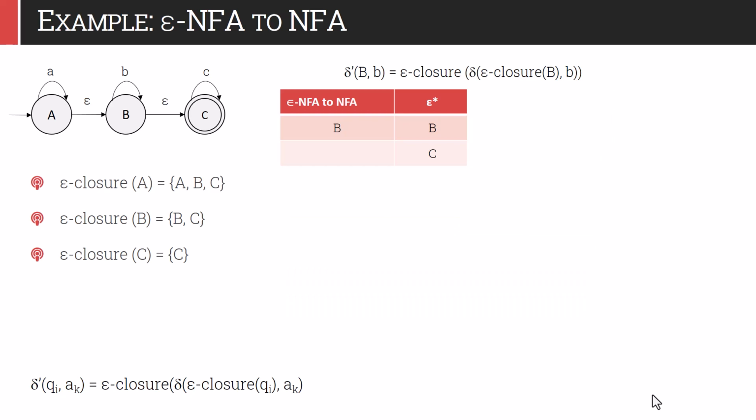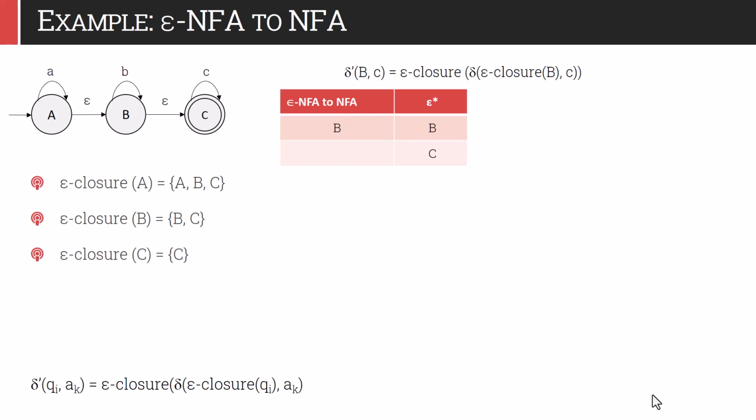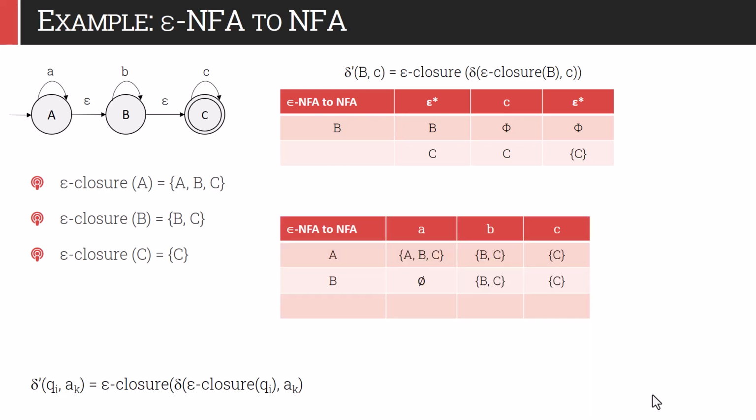For input b, the delta transition function would be B and phi, because B has one transition for input b and C does not have any transition for input b. And epsilon closure of B and phi would be BC and phi. So that entry of BC we have to make into the table. Next we have to repeat it for input symbol c. On input c, there is no transition from state B, so it remains phi, and from state C it remains on state C, and epsilon closure of that would be C itself. So that entry will go to the table of NFA.